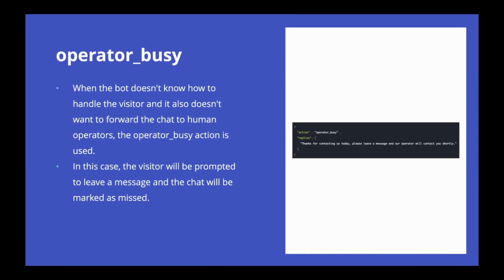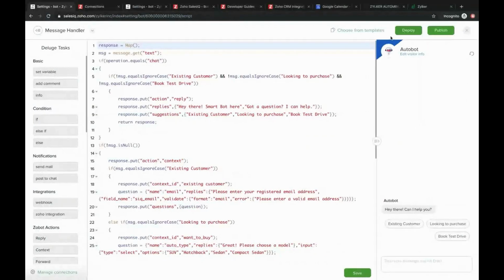The next one is the operator busy action. This is used when the Zobot doesn't know how to handle the visitor, and it also doesn't want to forward the chat to human operators due to various reasons. These reasons may include non-business hours of your organization, or all of your operators being busy with another chat. In these cases, the operator busy action can be used. In this case, the visitor will be prompted to leave a message and the chat will be marked as missed.